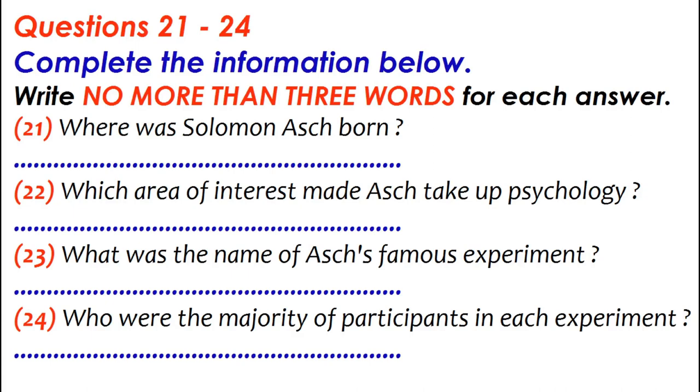Now, the experiment which made his name is called the line judgment task. Participants were asked to compare some simple lines. More precisely, they were given a card with three lines, then were asked to compare another single line and say whether it was longer or shorter than the lines on the card. What a participant didn't know was that in reality, all the other participants were effectively actors. That is, they were instructed to give a wrong judgment, and the purpose of the experiment was to see how the single subject would react.